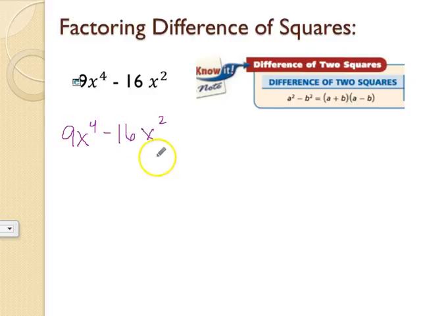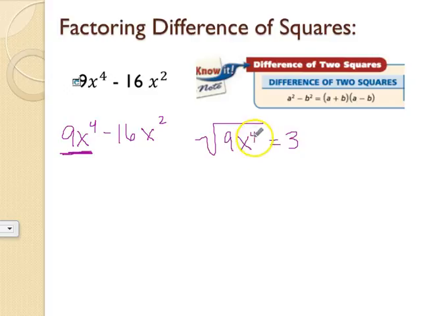So now we've got coefficients in front of our x terms. A little different, but we're still going to attack the problem the same way. So what we want to do is first find the square roots of each of our terms. So what is the square root of 9x to the 4th? What times itself will give us 9? 3. The square root of 9 is 3.